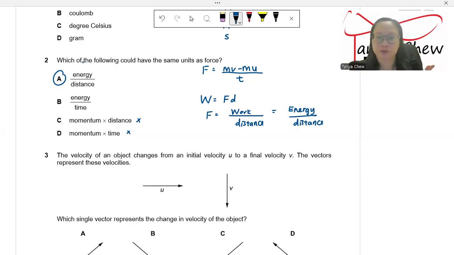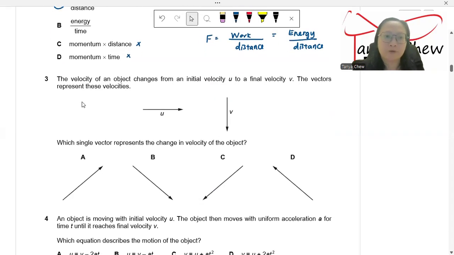Or else, the second method is that you have to come up with the SI base unit of force, which is kilogram meter per second squared. And then you have to do one by one for A, for B, for C, and for D to come up with their own SI base units. And then you compare, that is homogeneity. So you compare this unit and the unit of force. If you get the same unit as the unit of force, that's the answer.